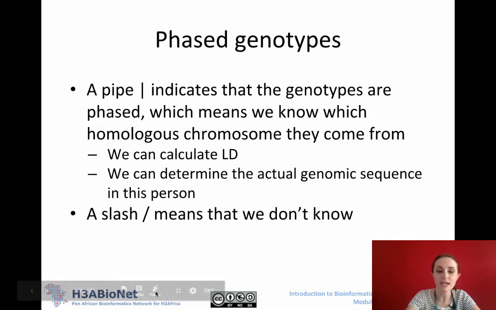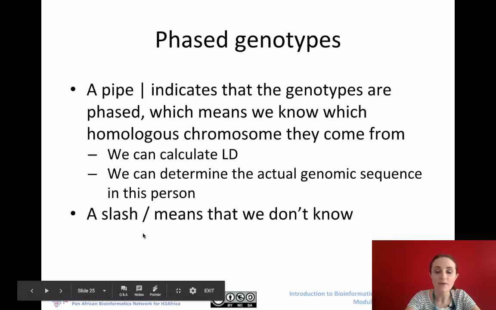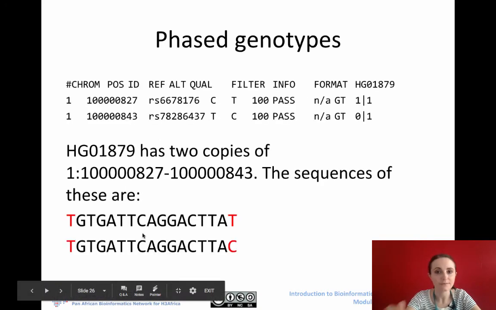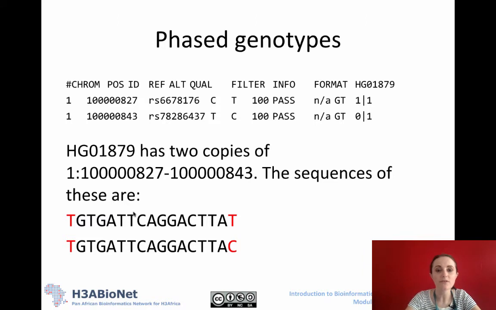If you ever see a VCF where it's got a slash rather than a pipe, that means we don't know. And this can be useful. So if we take 2 variants that are next to each other in the file, and this individual, HG1879, they've got a 1,1 and a 1,0. We know that in one of their chromosomes it's reference and then alternative, and on the other chromosome it's alternative.